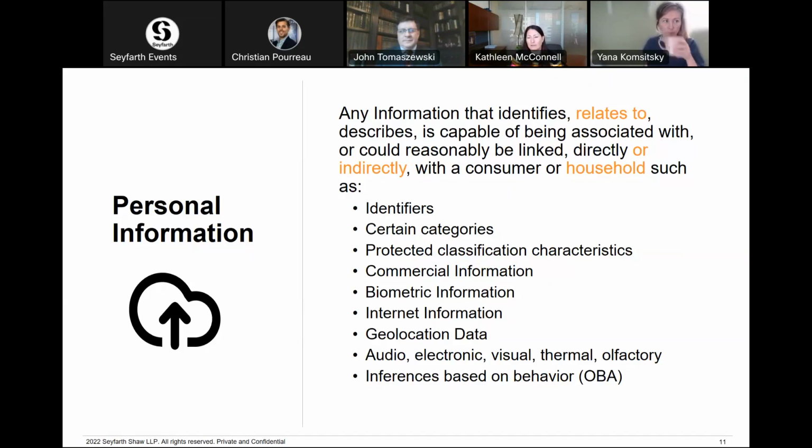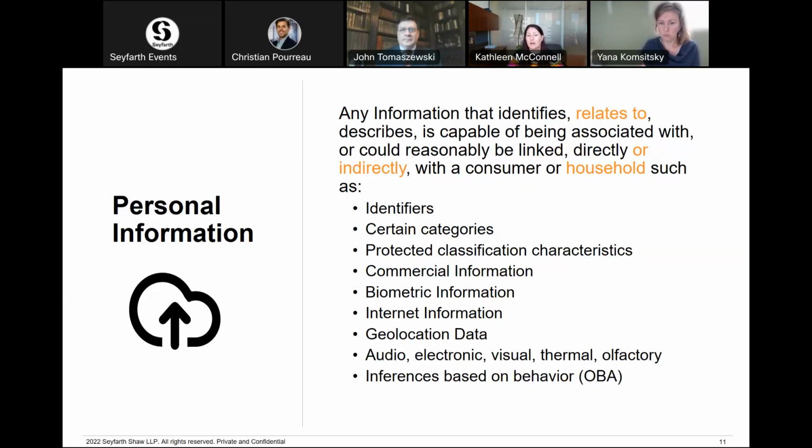And when we say inferences based on behavior, that's the type of information that you or a company can gather from the information that they have, such as whether somebody is married or what types of things they might be interested in. So basically things that you could build a profile off of based on other information that you have or have collected. So it's a really broad definition of personal information here.